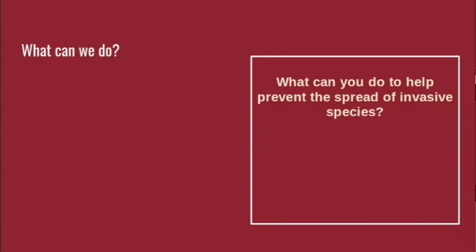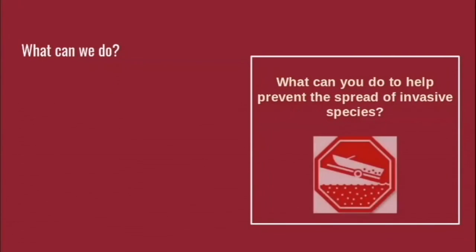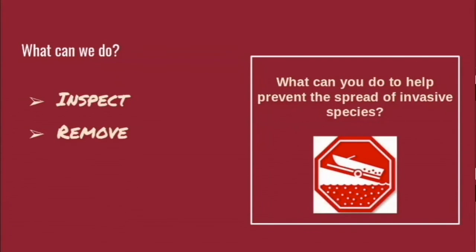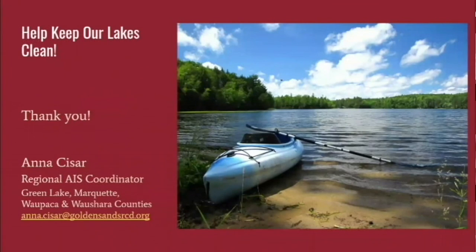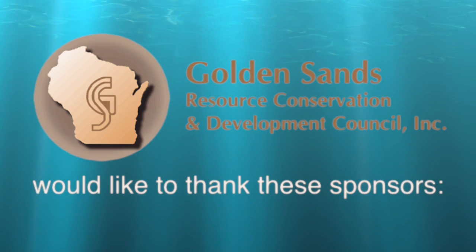That's right. We want to make sure that we inspect our equipment and remove any plants, animals, or mud that we find, and drain all the water from our boat and any of our equipment. And then, of course, make sure that we never move any of these things from one lake or water body to another. Now that you guys know a little bit more about what aquatic invasive species are and how they can impact our lakes and rivers, I hope that you guys help keep our lakes clean and healthy. Thanks for watching.